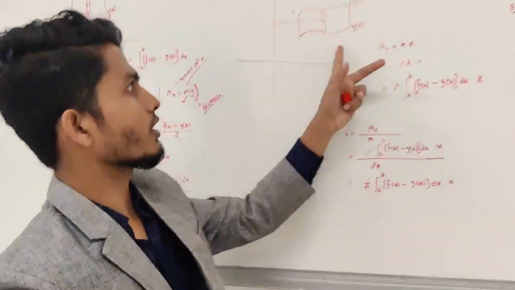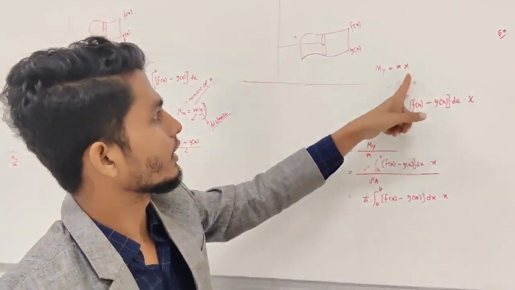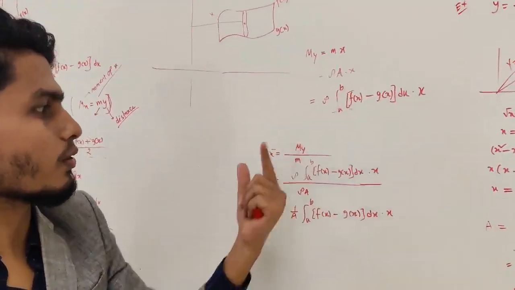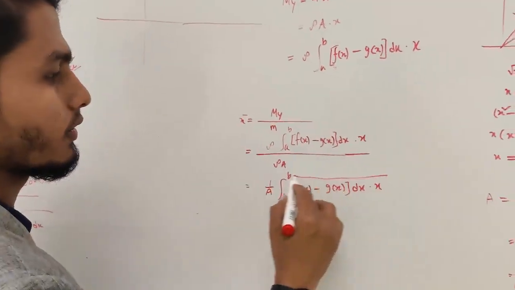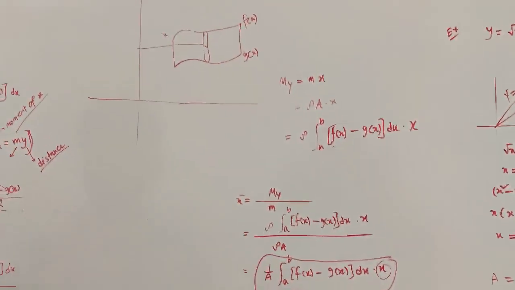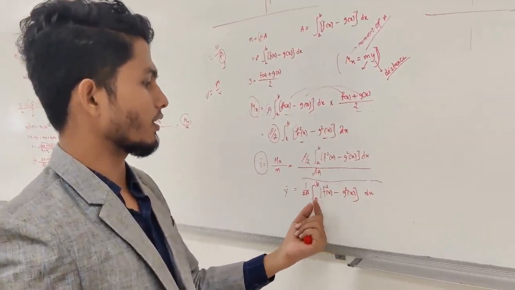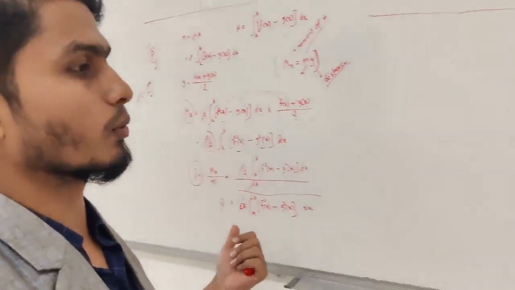If you want to consider the x point, then you will find this equation. This equation is different only in that you need to multiply with this x. Here both squared, and 1 over 2A. The area will be 2 times.